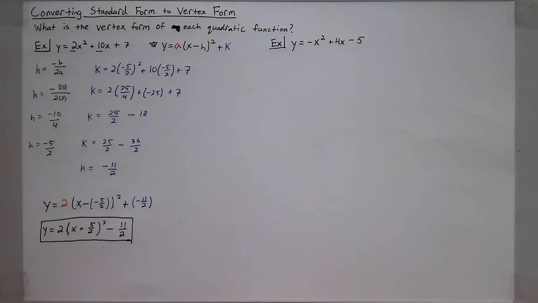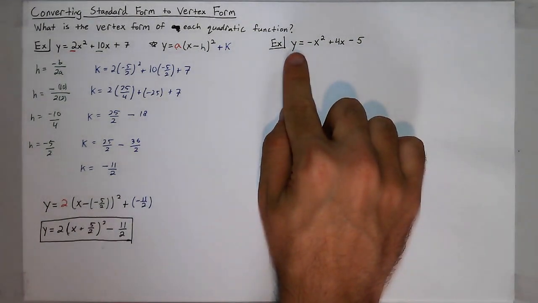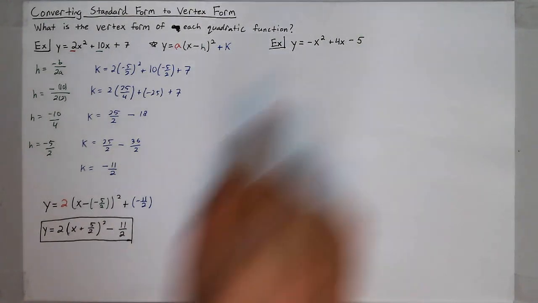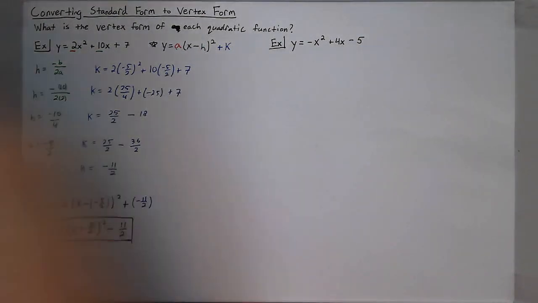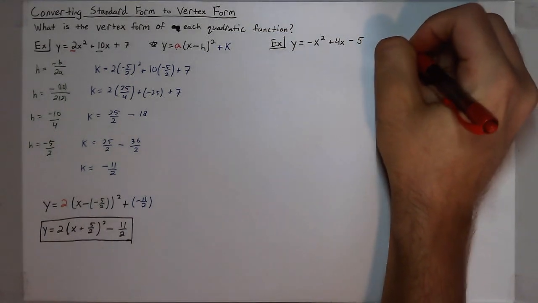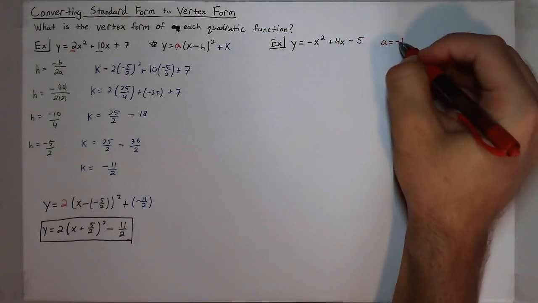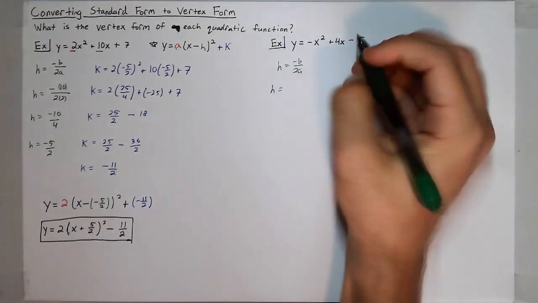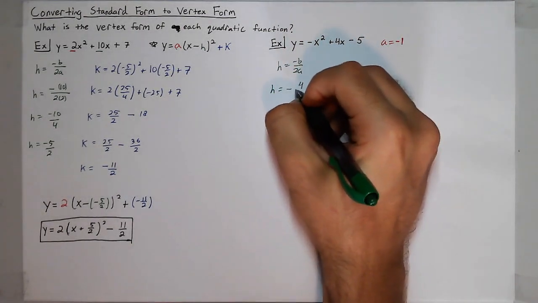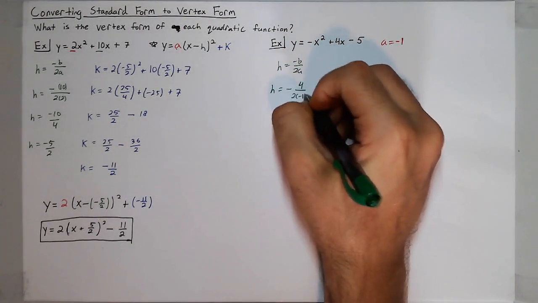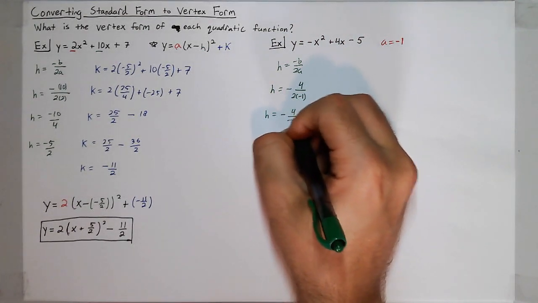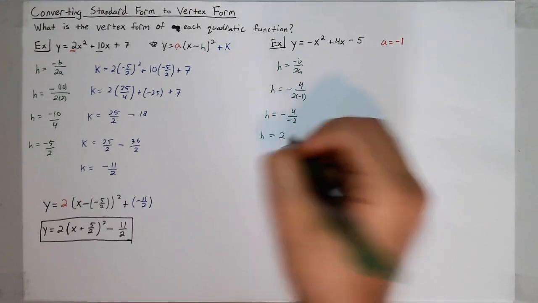Let's try this again. So now we have y is equal to negative x squared plus 4x minus 5. Now, the a in this case is negative 1. Even though you can't see the 1, it's definitely understood to be there. H, we know, is negative b over 2a, so h will equal negative of 4 over 2 times negative 1. So that's negative 4 over negative 2, which is just a positive 2.